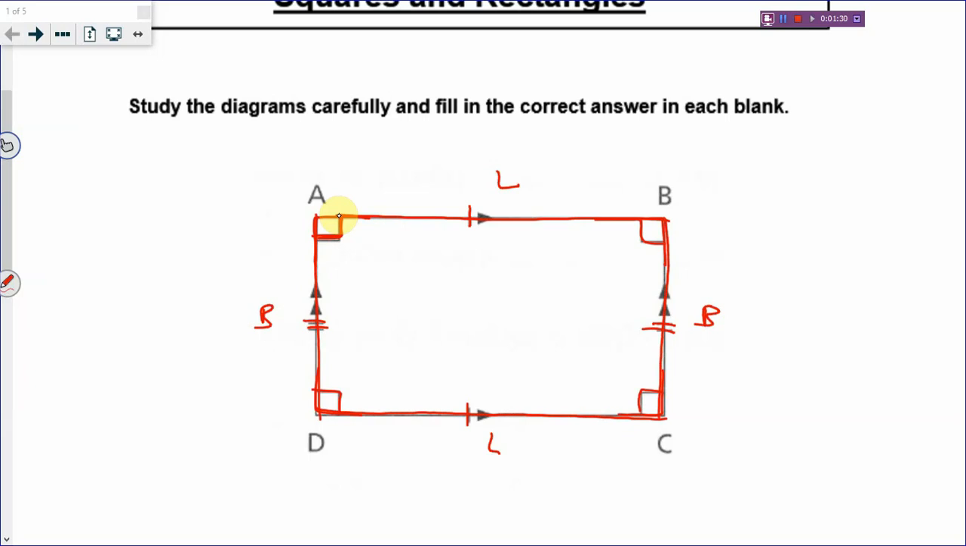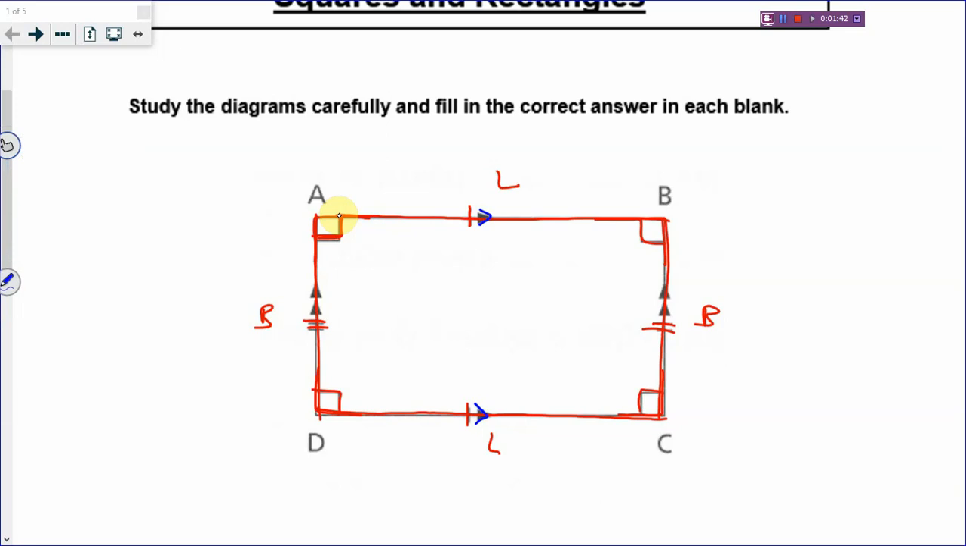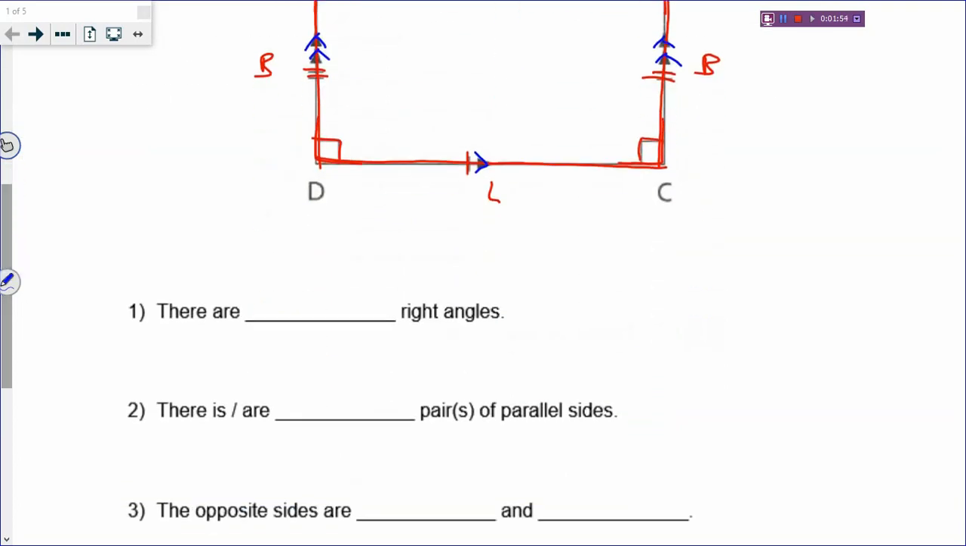There's one more property, which is parallel lines. A rectangle has two pairs of parallel sides, or parallel lines. What are parallel lines? They are lines that don't meet and are an equal distance apart. The other pair of parallel lines is the two breadths. So a rectangle has two pairs of parallel sides. Now let's go to the questions. How many right angles? There are 4 right angles. How many pairs of parallel sides? There are 2 pairs. Parallel sides means parallel lines.